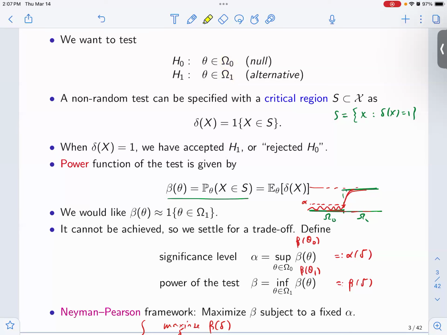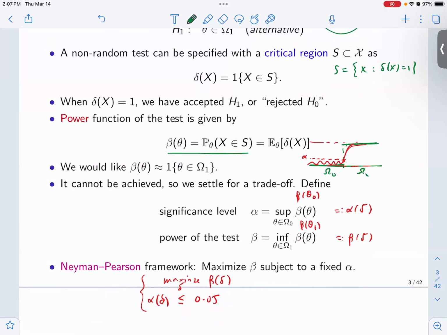So omega naught and omega 1 are two pieces of the parameter space. So they form a partition. So we have omega naught and omega 1. And then you're looking for a test. And the idea is that we want to find a test which maximizes this power function, which, if you recall, is the probability of rejection of the null, or the acceptance of the alternative, under the true model parameter theta.